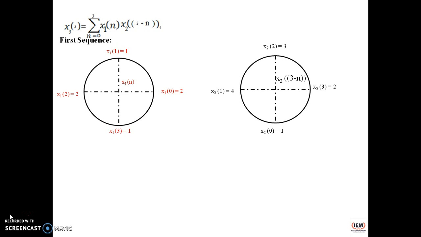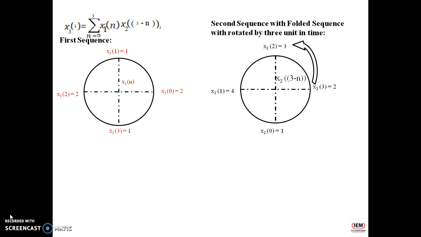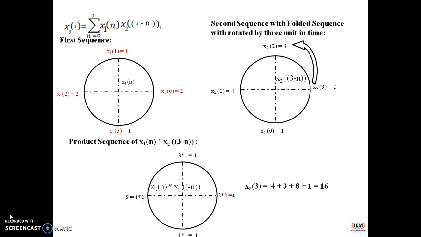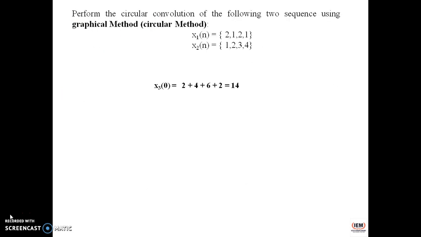That means x2 modulo 3 minus n 4. Now the point considered as x23, x22, x21 and x20. For the final product sequence we get 4, 3, 8, 1 value after point to point multiplication, and finally after all 4 value addition we got x33 value, that is 16.